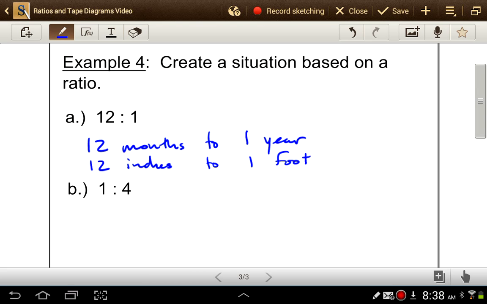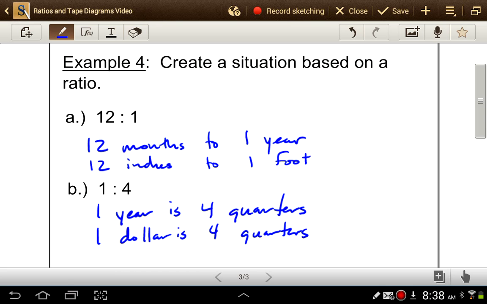Okay? In example B, I have a ratio of 1 to 4. So what do I know that there's 1 to 4 of? Well, there's lots of options here. Okay? I could say that there is 1 year is 4 quarters. Okay, $1 is 4 quarters. Oh, how about that? Okay, so you can just make up something that represents what that ratio of 1 to 4 is, and you write it in the way. So in A, I wrote the 12 first, and then in B, I had to write the 1 year first because that was the first number in my ratio. So order does matter in how it's written and how you want to write it.